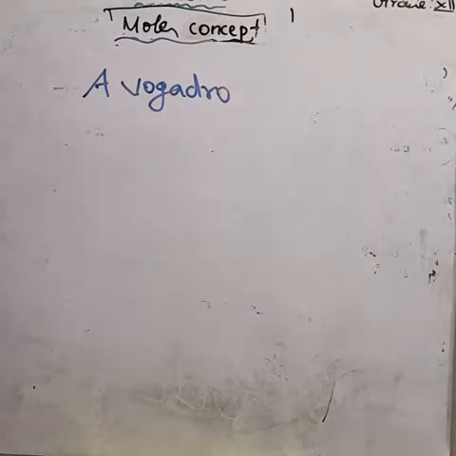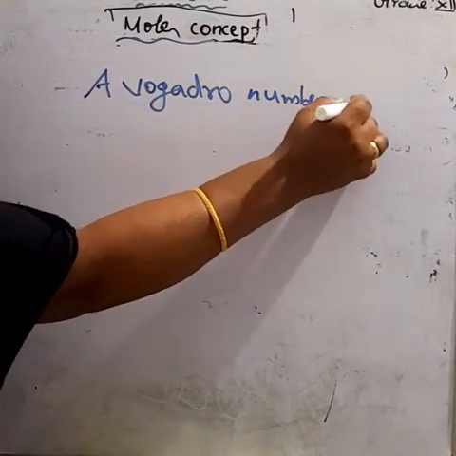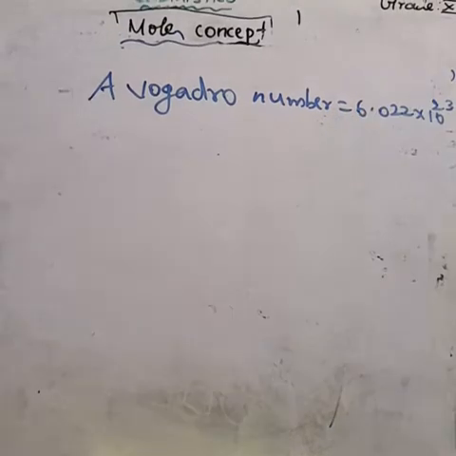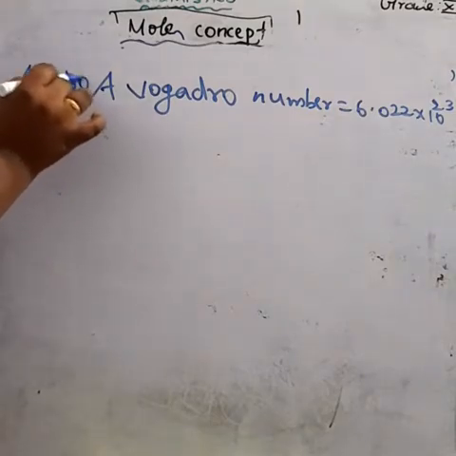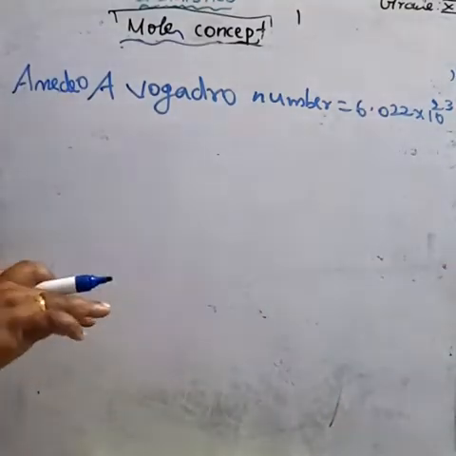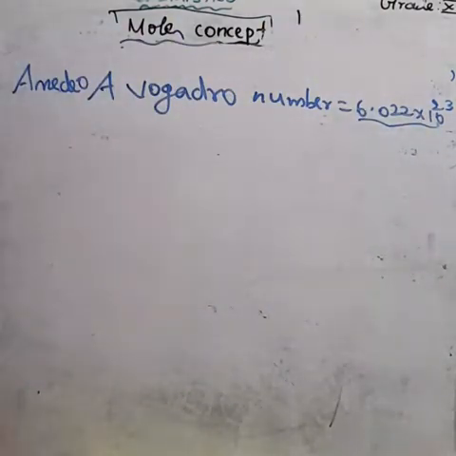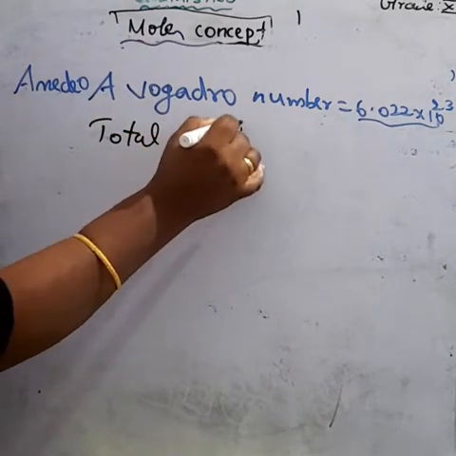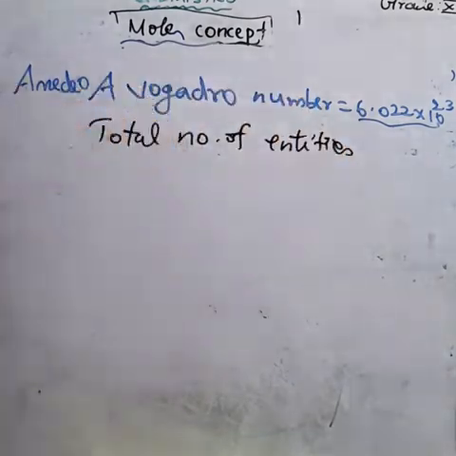What is the Avogadro number? 6.022 into 10 power 23. Amedeo Avogadro was an Italian physicist who proposed the Avogadro number. Very, very important for the 2-mark question: what do you mean by Avogadro number? The total number of entities present in 1 mole of any substance is equal to 6.022 into 10 power 23. This is called Avogadro number.